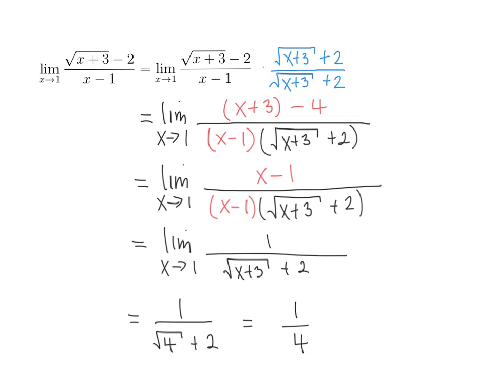So we can now plug in x equals 1 to give us 1 over the square root of 4 plus 2, which reduces to 1/4, and that's the value of our limit.